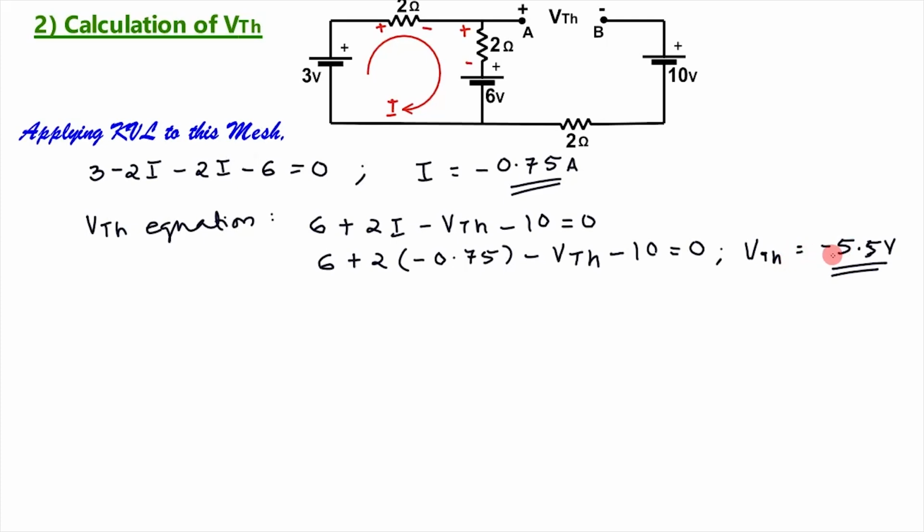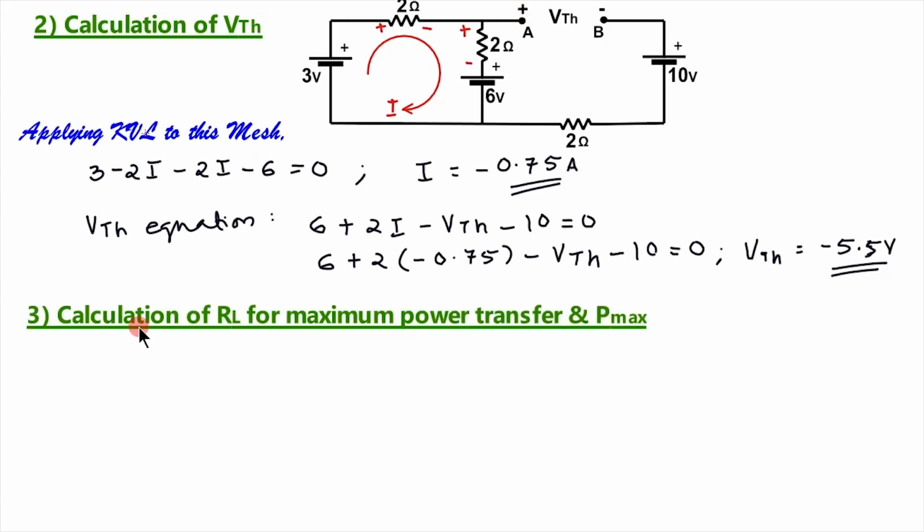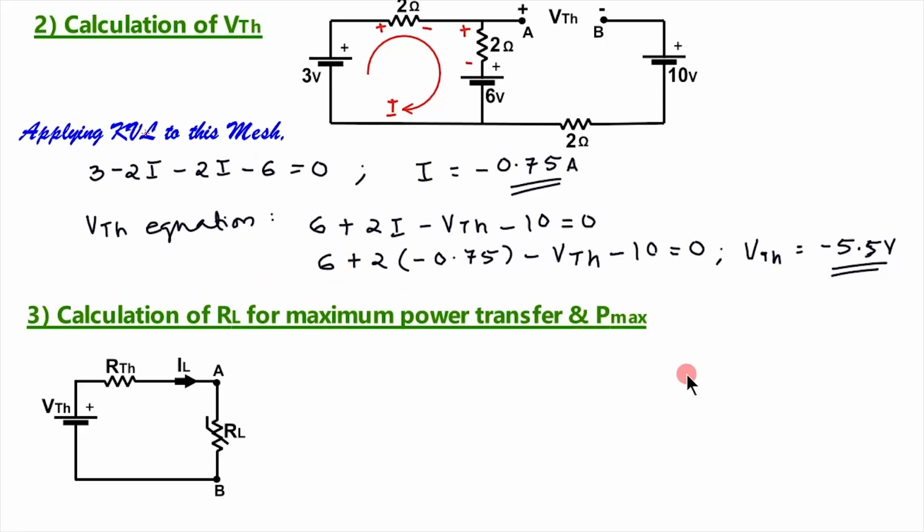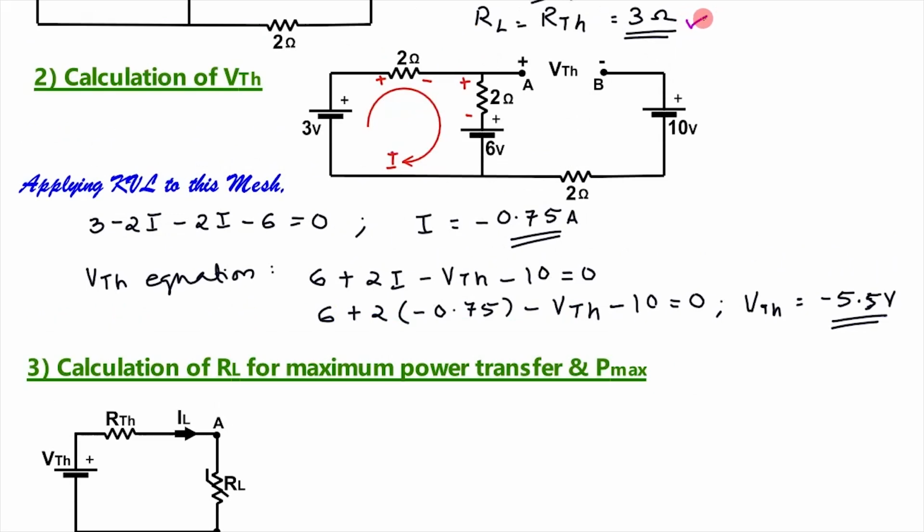As VTH is minus 5.5, it means that B is the positive terminal while A is the negative terminal. Next we will calculate load current for maximum power transfer and then P max. See, as per maximum power transfer theorem, we have found out that RTH is equal to 3 ohm. So this is equal to 3 ohm and this VTH we found as minus 5.5 volt. That means the battery position is changed. So it is 5.5 volt.